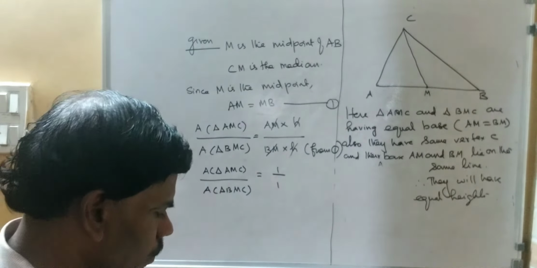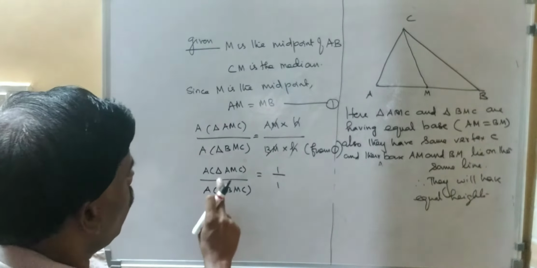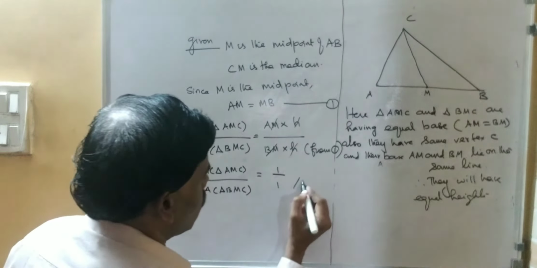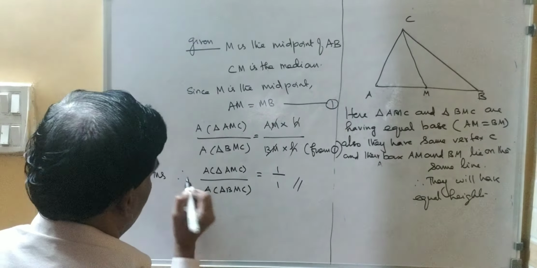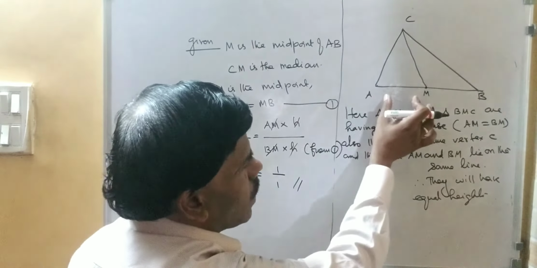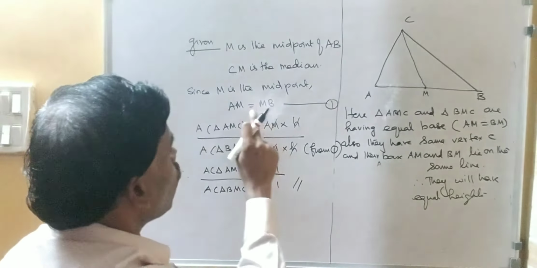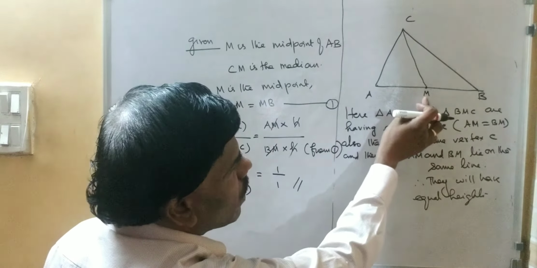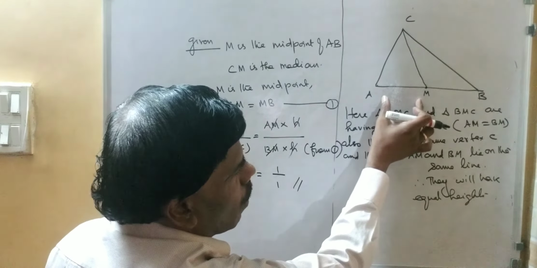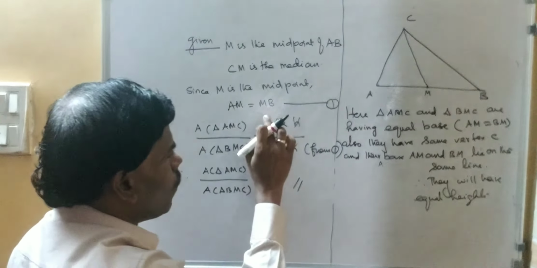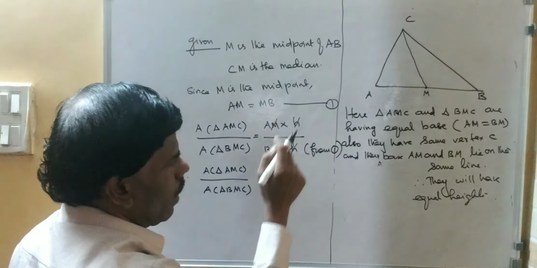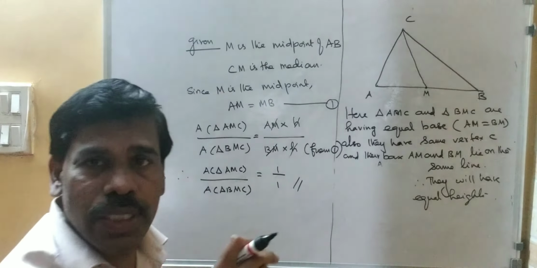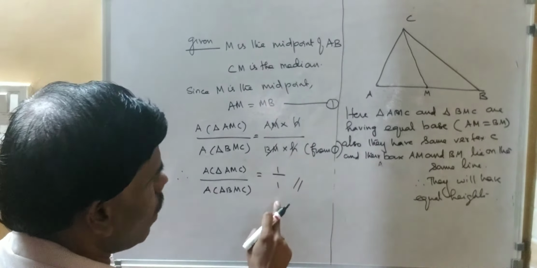So what will happen? The ratio of their areas is 1 upon 1. This is the answer. See here, the bases are AM and BM, but both are equal. Why? Because M is the midpoint. Midpoint means this will divide this line into two equal parts. So if it is 5, it is also 5. If you put 5, 5, 10, 10, 100, 100, it will get cancelled. So here also, I told you, they have the same heights. So this will be the answer.